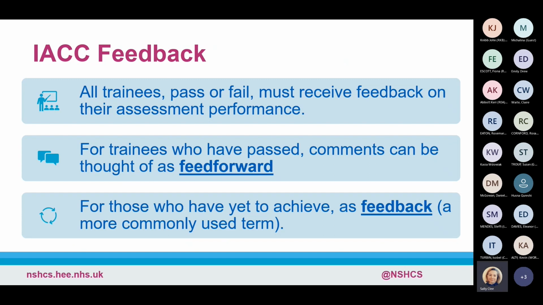So in terms of the feedback for the IAC, all trainees, pass or fail, must receive feedback on their assessment performance. For trainees who have passed, comments can be thought of as feed forward, and for those who have yet to achieve, so there were gaps and they haven't quite passed, then we can see it as feedback, in that sense, because you're saying, you didn't quite get there, so this is what you need to do to move forward.